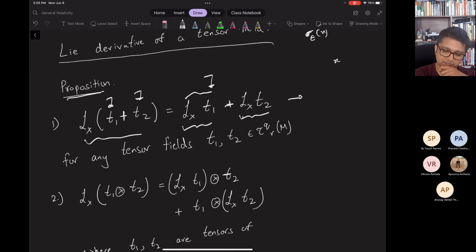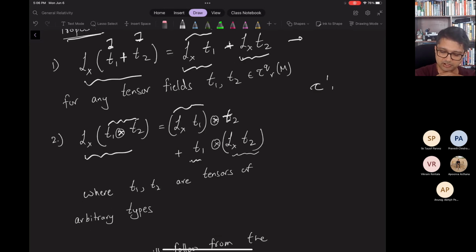The second property that will follow is the Lie derivative of the tensor product of two tensors. If I take t1 tensor t2, for example, if this is a vector and this is a dual vector, then now I have a tensor of type (1, 1). The claim is that this will again be distributive, in the sense that first I take the Lie derivative of t1, tensor product with t2, plus t1 tensor product the Lie derivative of t2. Here t1 and t2 are tensors of arbitrary types. They don't just have to be vectors or dual vectors.